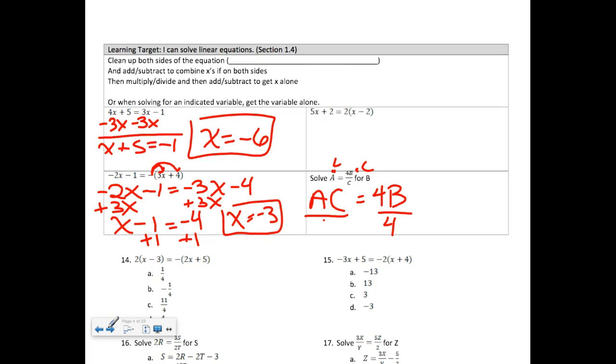Okay. And then that would be our answer. Okay, it's been a while since we've done those. Okay. All right, questions on that? Okay, I'm going to have you guys do 14, 16, and 17.